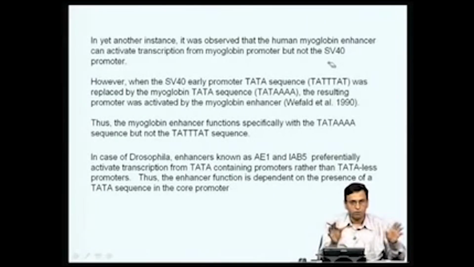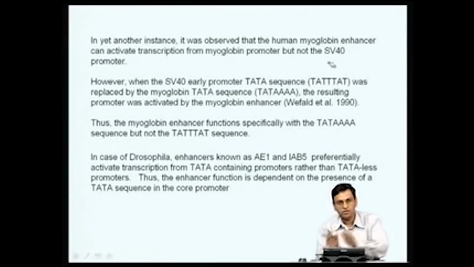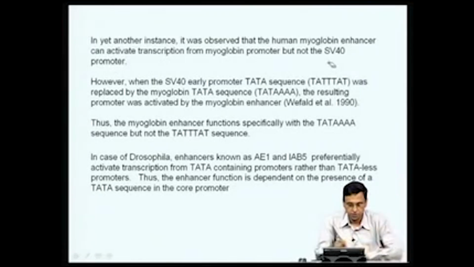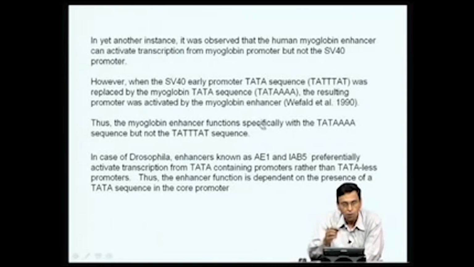So, there is a link between what is happening in and around the promoter region and what is happening further upstream. When the SV40 early promoter's TATA sequence was replaced by the myoglobin TATA sequence, the resulting promoter was activated by the myoglobin enhancer. Again, clearly saying that variations in TATA sequences determine what kind of sequences can function as enhancer sequences which are present further upstream.